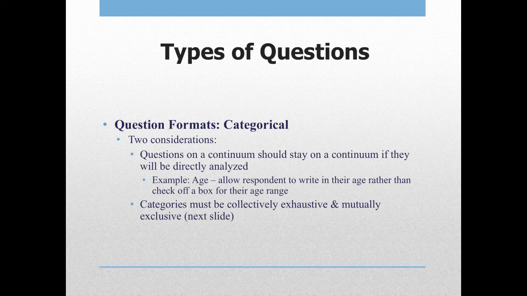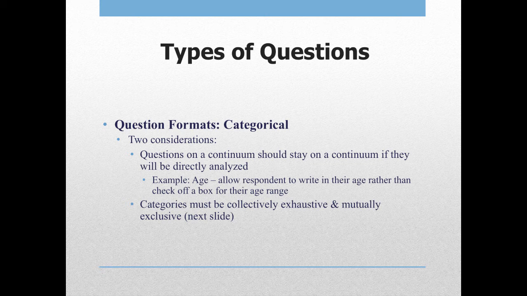All right, here are some considerations whenever you're doing categorical. This is one that people do wrong all the time. Questions that are on a continuum should stay on a continuum if they're directly analyzed. What I mean by that is age, for example, is a continuum, all right? You can be 1 to 100 and anywhere in between. They're not categories in the same way that Democrat and Republican is categorical. So what people would do, this is a terrible example, is say, please check your age, and then they would have 1 to 100 listed out with a little checkbox next to each one. You never see that happen because age is a continuous variable, right? Make sure that what you're asking matches up.